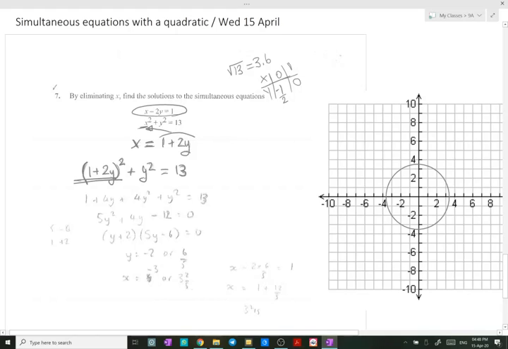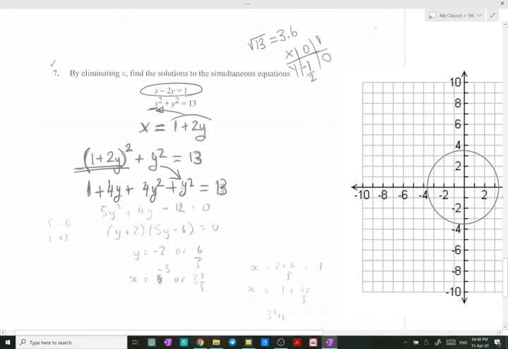Expanding this perfect square, it's 1 plus 4y plus 4y squared plus y squared, which is this kept as it is, equal to 13. Now collecting like terms, we have 5y squared because 1y squared and 4y squared is 5y squared, plus 4y minus, you take the 13 to the other side, it becomes minus 13, and here you have plus 1, so it is minus 12 equals 0.